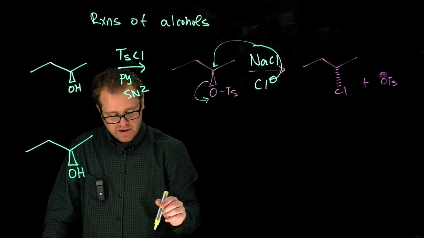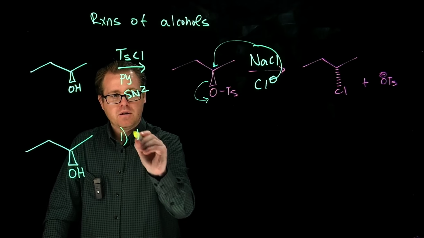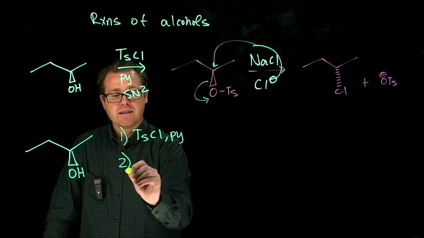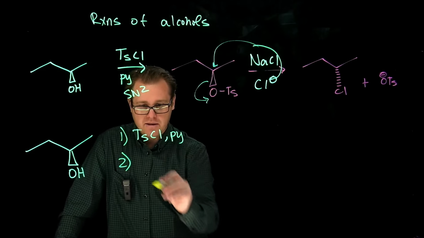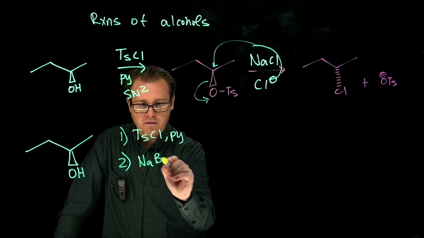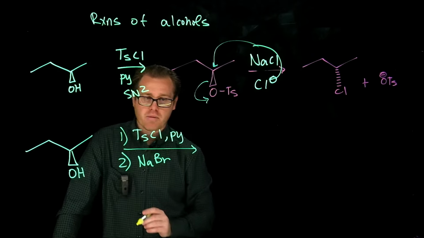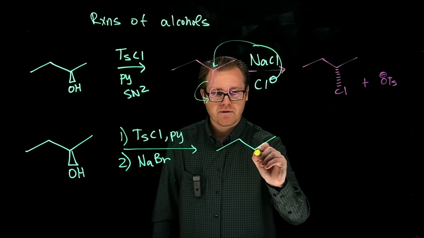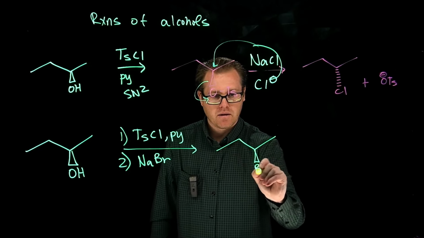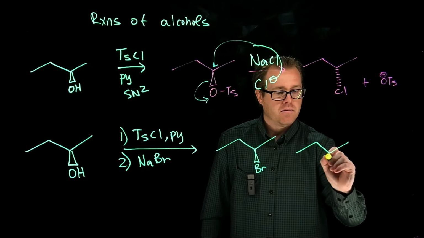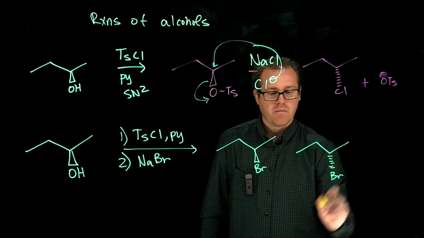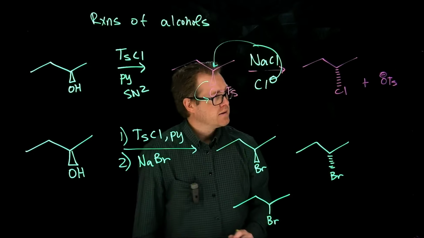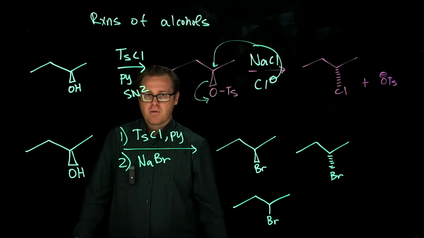What if we treated this with tosyl chloride and some pyridine? And then in step 2, we treat it with, let's say, sodium bromide, like so. What would our product be? So let's draw some answer choices. What's our product going to be?